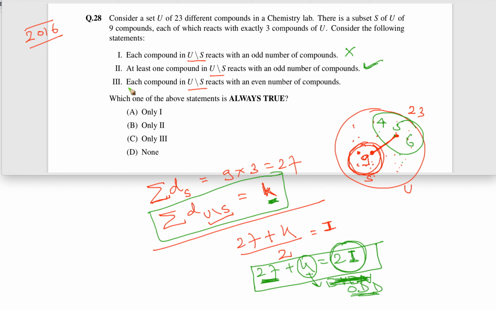What about the third one? Each compound in U minus S reacts with an even number of compounds. No, that is definitely not possible, otherwise the summation K value will be even. So this statement is also false. So it turns out only statement 2 is correct. Which one of the following is always true? Only 2. So the answer is B, only 2.